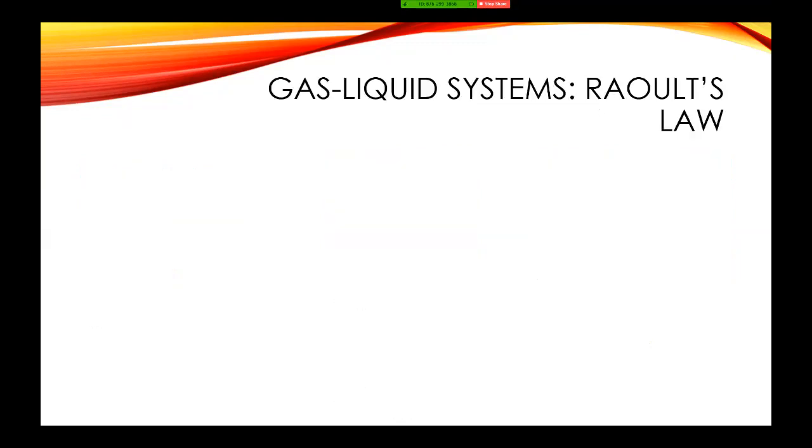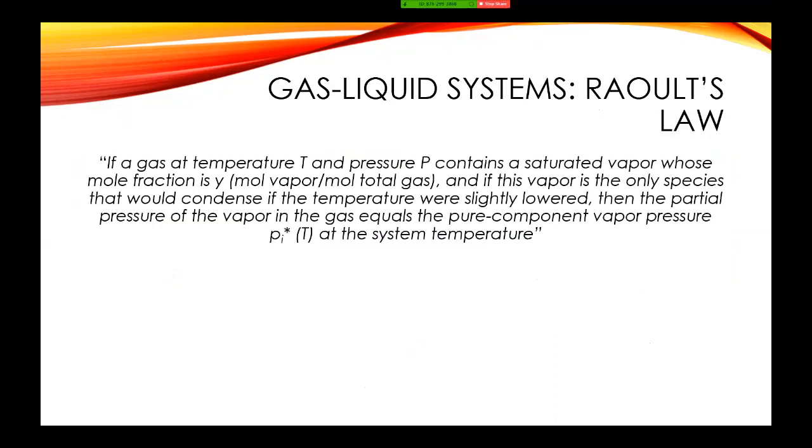Okay, so one way to relate the gas-liquid system is to use Raoult's law. Raoult's law says the following: if a gas at a temperature T and a pressure P contains a saturated vapor whose mole fraction is y, moles of vapor divided by moles of total gas, and if this vapor is the only species that would be condensed if the temperature were slightly lower, then the partial pressure of the vapor in the gas equals the pure component vapor pressure at the system temperature.